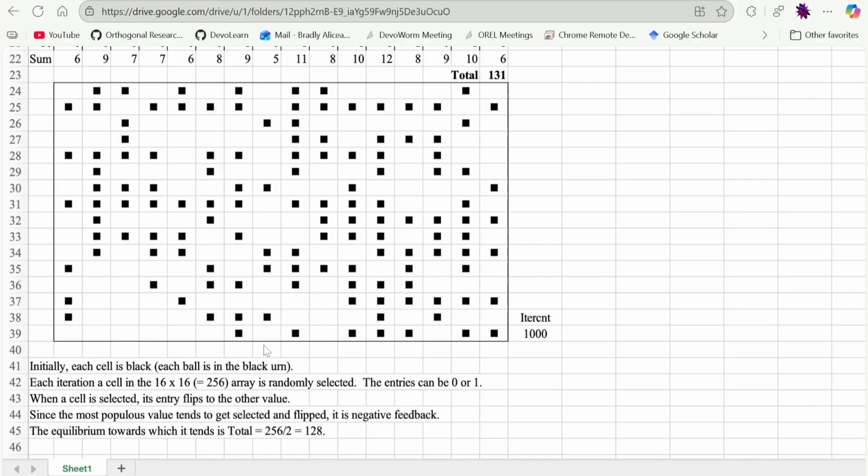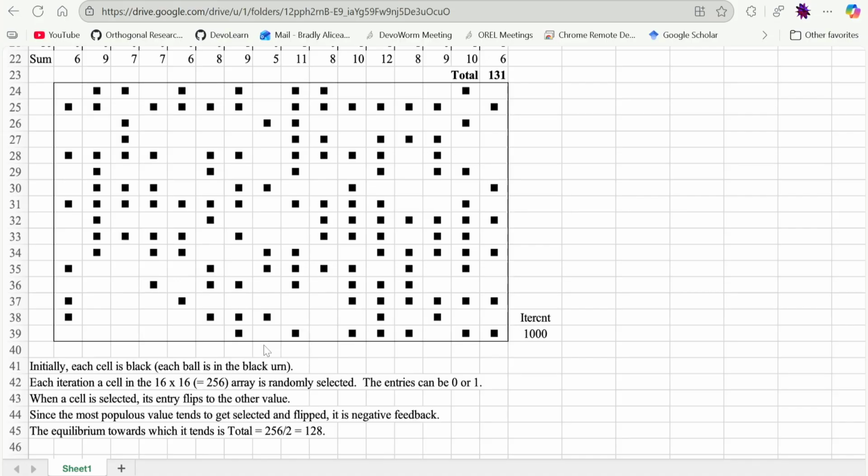In this case, we have a uniform initial condition, which is that every ball in that urn is black, and so when we reach out and we put something on the board, it's always a black ball, and all of our cells then have black balls in them. And then once we populate our grid, then we evolve our grid. So each iteration in a cell in the 16 by 16 array, so we have 256 spots, is randomly selected.